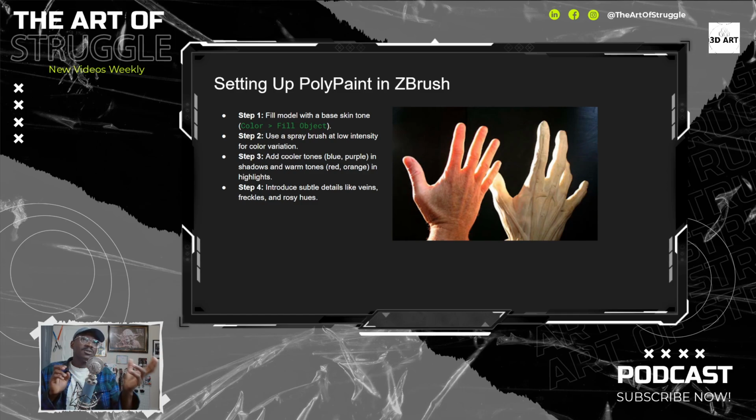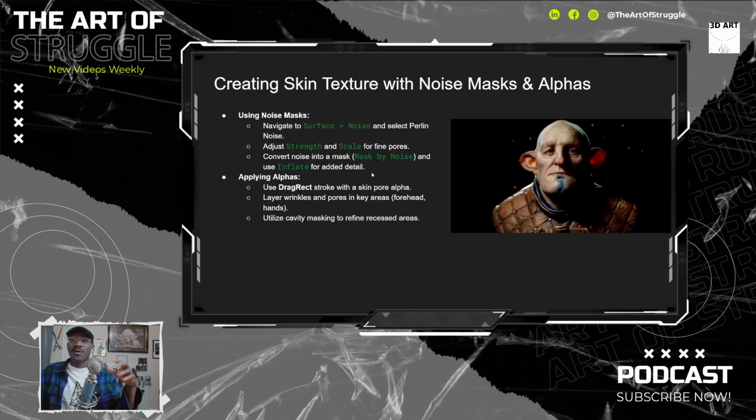So I will link to that tutorial as well. So then introduce subtle variations like veins, freckles, and rosy hues. We didn't do that, but these are also part of the things that you can do. And then we wanted to introduce applying noises and applying alphas to our model.